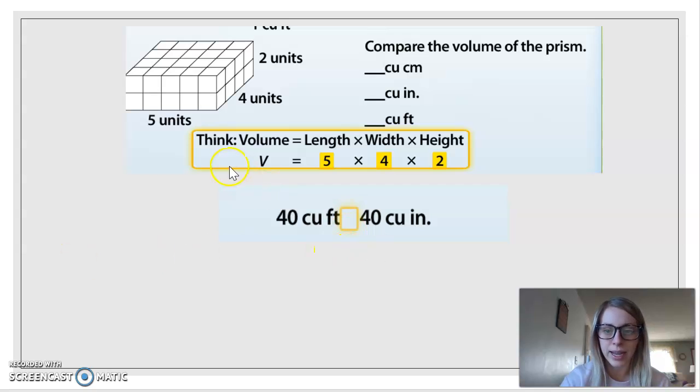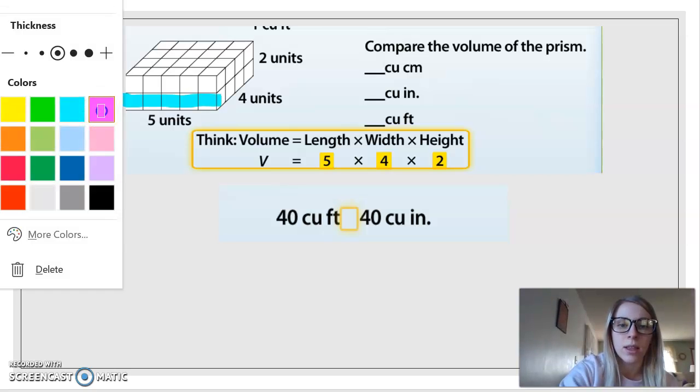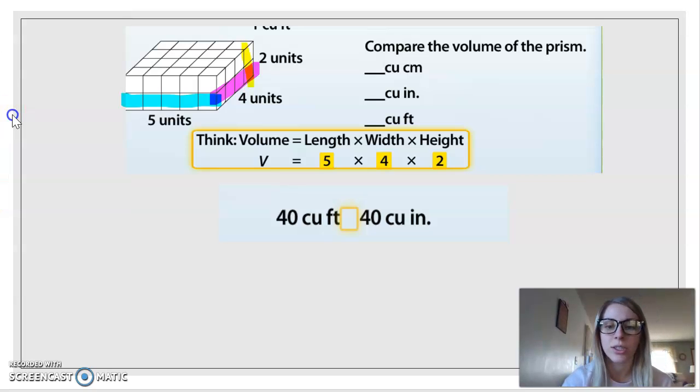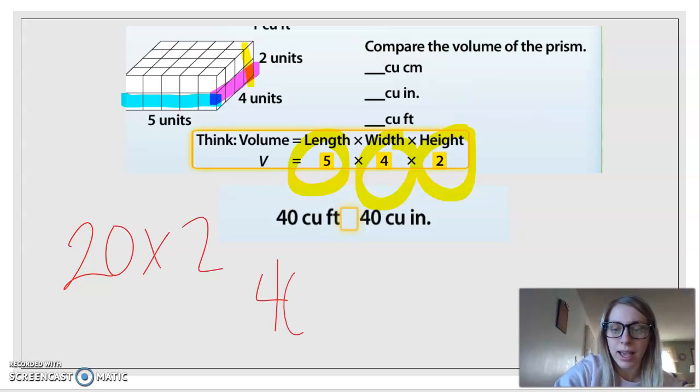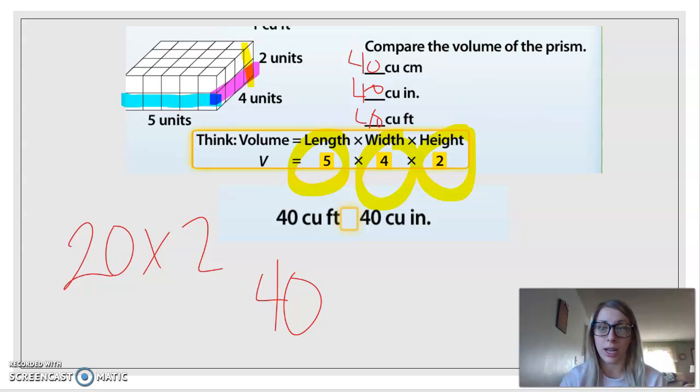All right, moving on to our next slide. Here it has it already set up for us. You see we have length times width times height. So we have 5 times 4 times 2. I know in my head, 5 times 4 equals 20, times 2, I just have to double it. That gives me 40. So it's 40, 40, 40 for centimeters, inches, and feet.